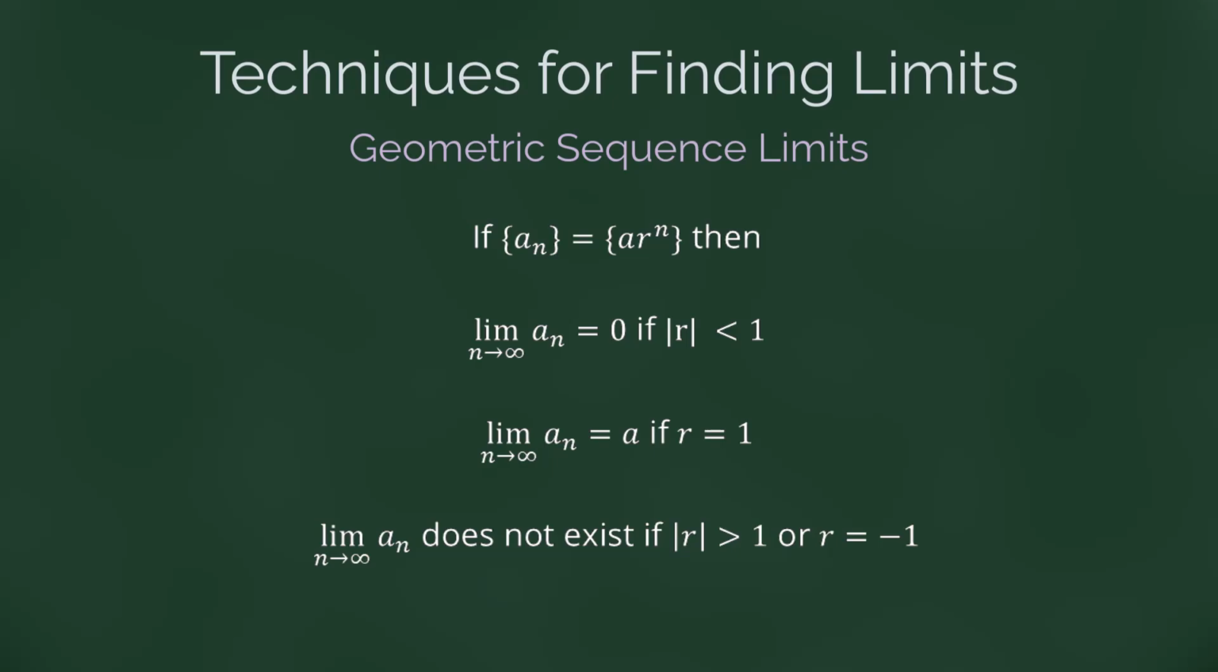In our last case, the limit as n goes to infinity of a sub n is not going to exist if either the absolute value of r is bigger than 1 or when r is equal to -1. In the latter case, the sequence would just bounce back and forth between positive and negative values of a and not converge on any one particular value.